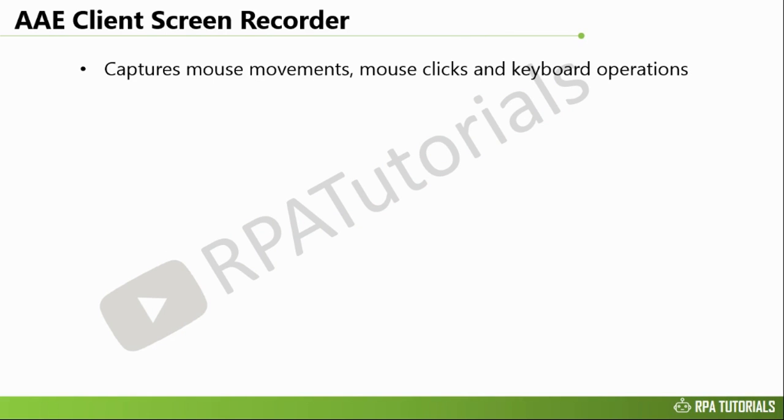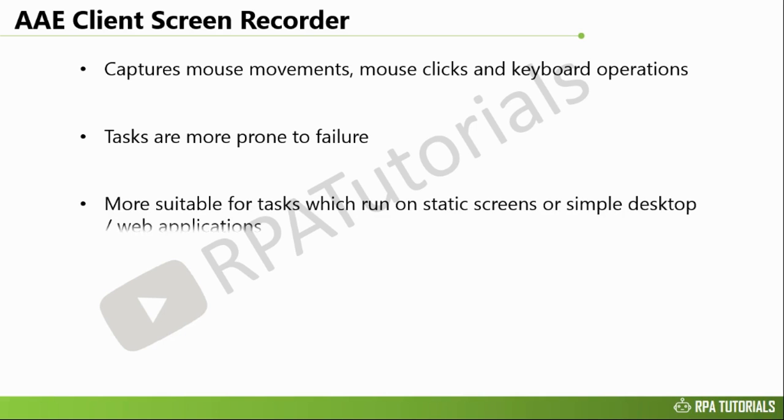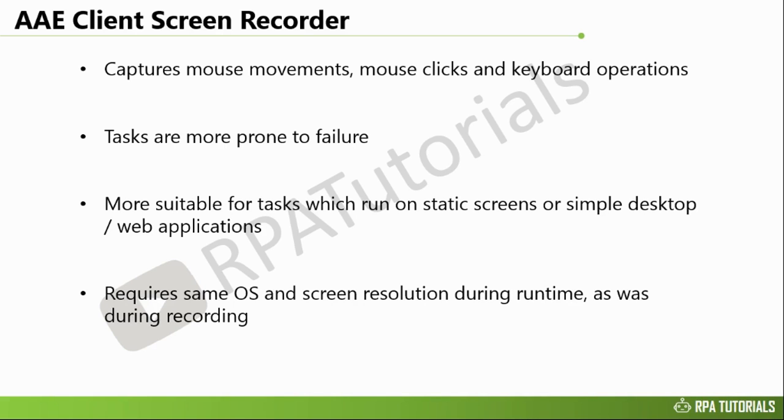Screen recorder captures any kind of mouse movements, mouse clicks and keyboard operations performed during recording. As you can guess, it hard-codes the entire activity and hence tasks recorded through screen recorder are much more prone to failure when compared to tasks recorded through other recorders. Thus, it should be only used when the need is to automate tasks that run on static screens or simple desktop or web applications. Since it hard-codes everything, the operating system and screen resolution during runtime needs to be exactly same as what was used during recording of the task.